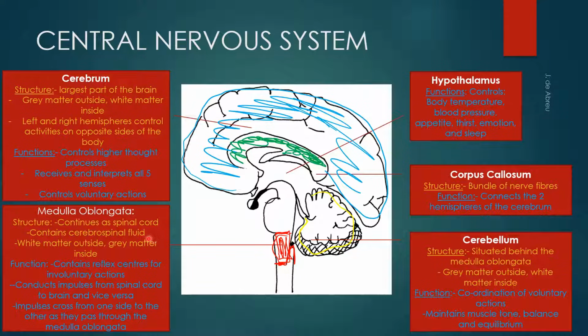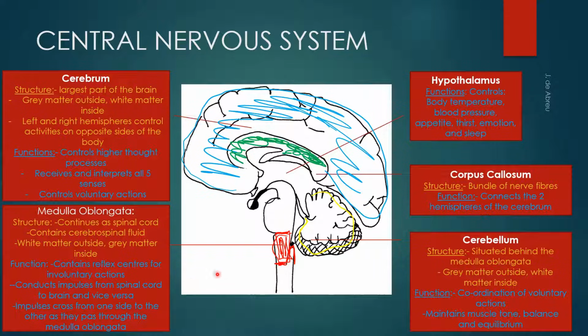It contains cerebrospinal fluid, and now it's different to the other structures. It has white matter on the outside and gray matter on the inside. So this is different to other structures. The cerebrum and the cerebellum had gray matter on the outside and white matter on the inside. But the medulla oblongata and the spinal cord have white matter on the outside and gray matter on the inside.